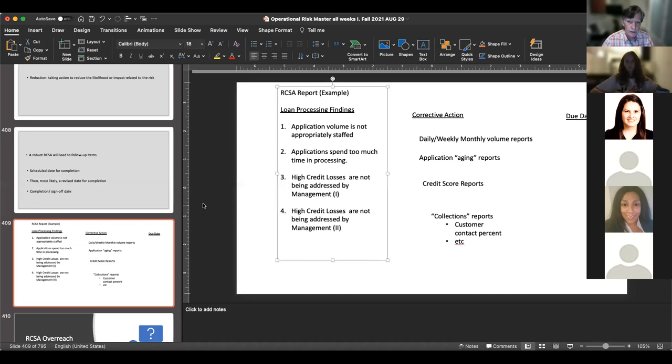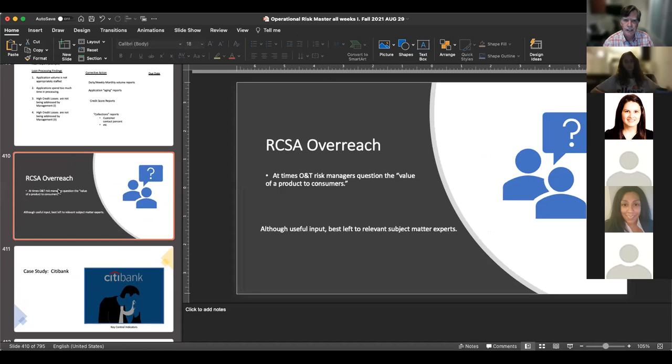This was a big problem that I have. I thought that there was some overreach at times. Risk managers would even come and question the value of the product to the customer, which is way out of their charter. They should have been looking for risks in the product, not whether the product had a lot of value for the customer. It's better left to the subject matter experts.